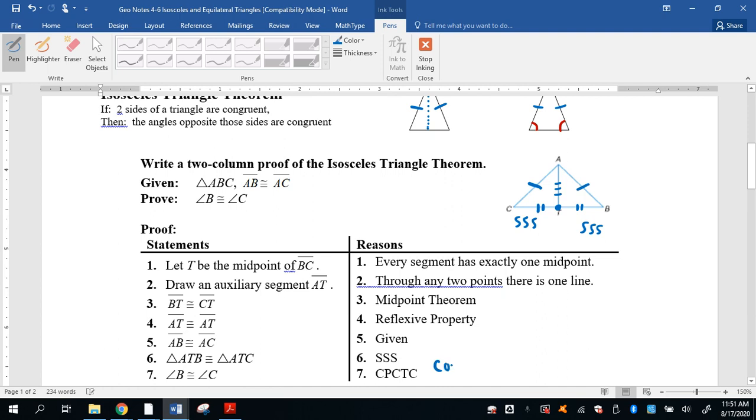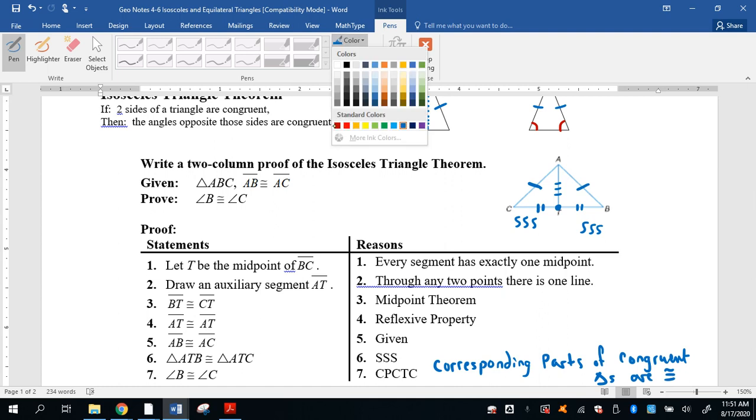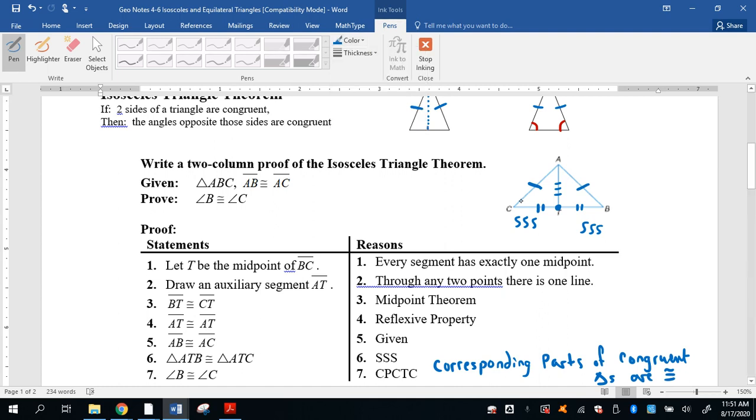Let's write that down. Corresponding parts of congruent triangles are congruent. By CPCTC, corresponding parts are congruent. So these corresponding base angles are congruent. Therefore, if you are given any isosceles triangle, base angles are congruent.